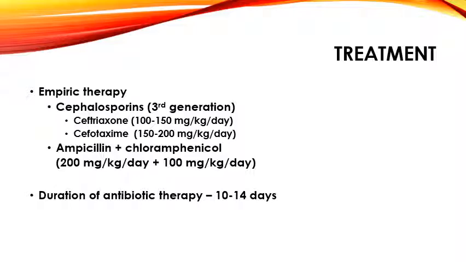Other combinations which can be tried are ampicillin plus chloramphenicol. Ampicillin is also given in a higher dose of 200 milligrams per kg per day, and chloramphenicol at the dose of 100 milligrams per kg per day. And the usual duration of antibiotic therapy is 10 to 14 days. You have to give the antibiotics for 10 to 14 days even if your patient has improved of symptoms.